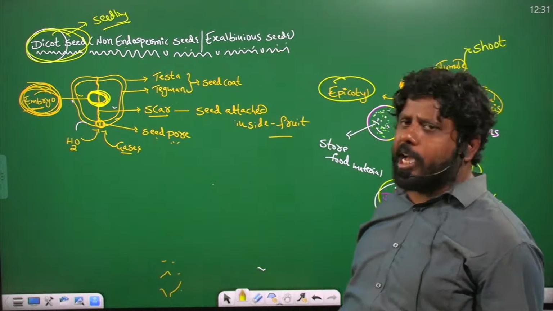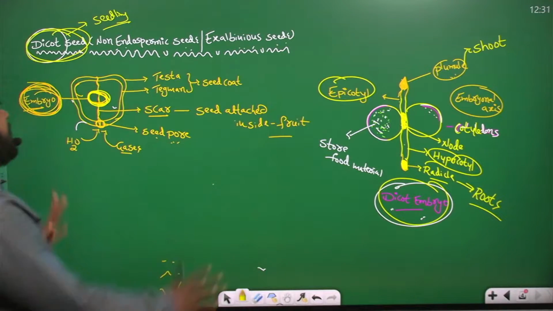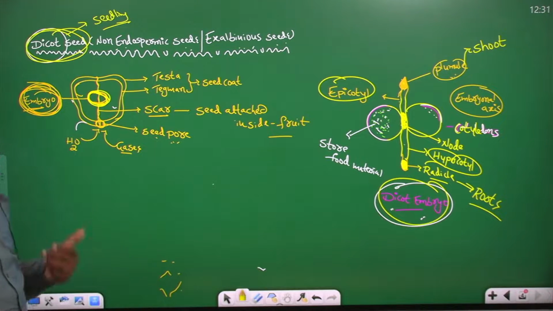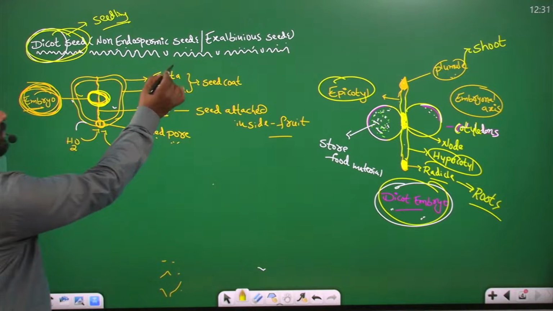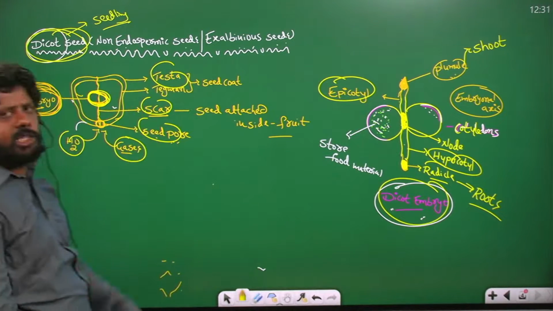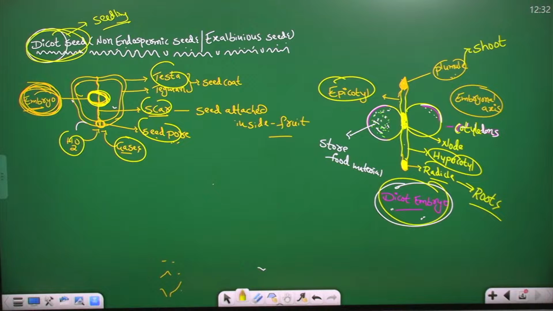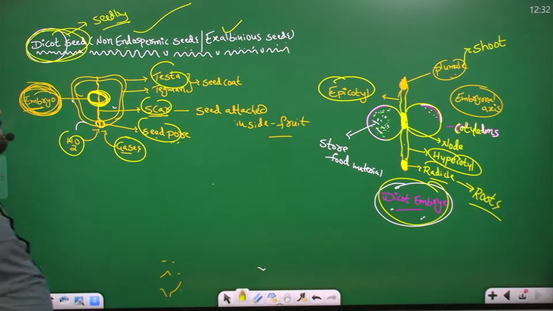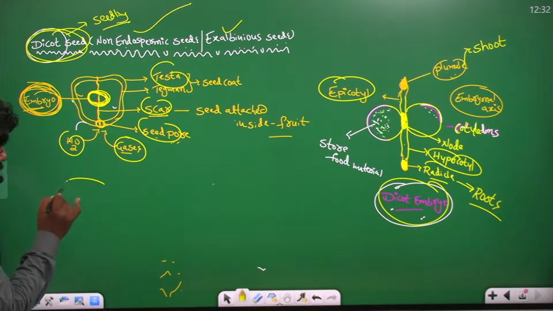Here endosperm is absent. This is the complete structure of the dicot seed, but there is no labeling for endosperm. Testa, tegmen, scar, seed pore, hilum, everything you can check. There is no label of endosperm. Why? Because endosperm is absent. That's why these seeds are called non-endospermic seeds or exalbuminous seeds. Sir, why is endosperm absent? This is important.